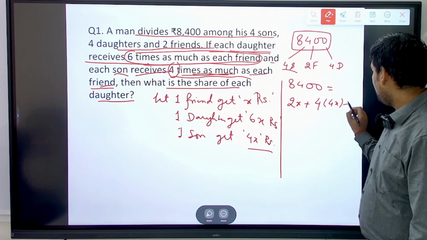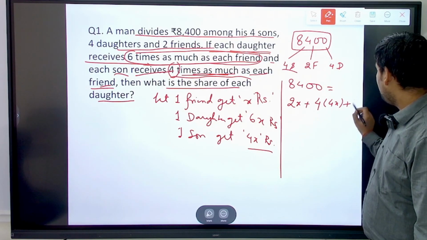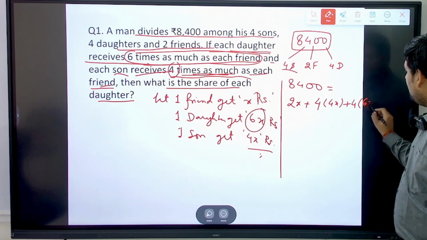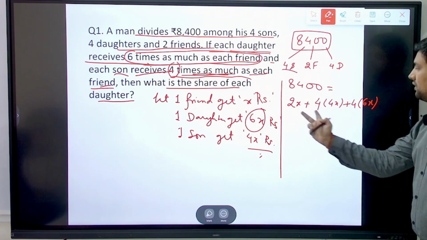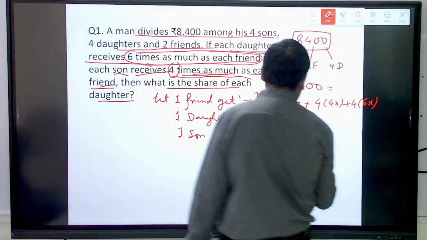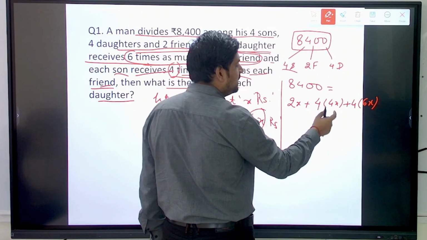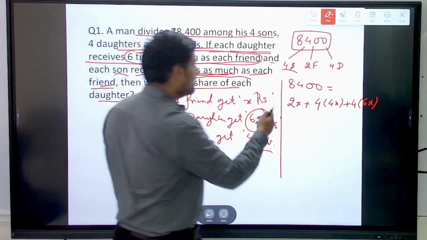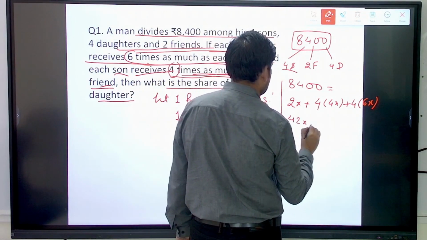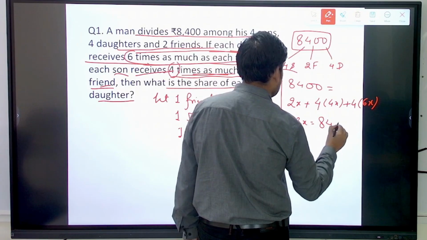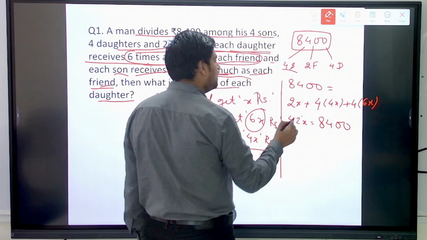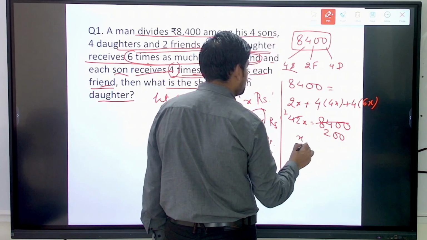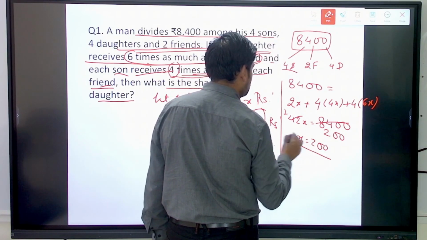Similarly, how many daughters do you have? You have 4 daughters. Each daughter receives 6x rupees. So, 4 into 6x. So, 8,400 is equal to this. This becomes 2x plus 16x plus 24x. 24x plus 16x is 40x. 40x plus 2x is 42x. So, 42x is equal to 8,400. How many times will this go? 1 time and 2 times 00. So, x is equal to 200.